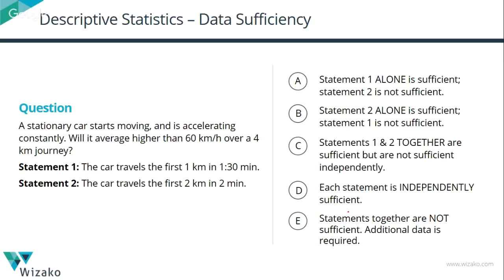This one is interesting because it includes concepts from rates and also from averages. Take a minute to read the question, try it, we'll solve it. I'll read the question while you are trying it. A stationary car starts moving and is accelerating constantly. Make a note of all these little things. Will it average higher than 60 km per hour over a 4 kilometer journey? This question, what kind of an answer will it fetch?